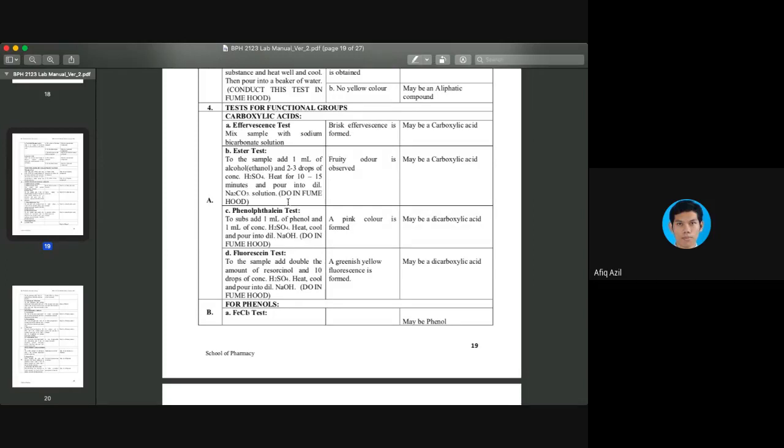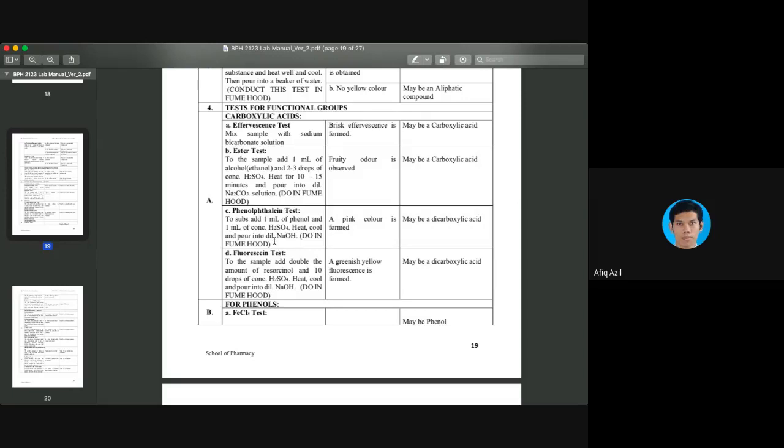And then we have this phenolphthalein test. You add phenol and also concentrated sulfuric acid, and then heat and cool and pour into the dilute sodium hydroxide.